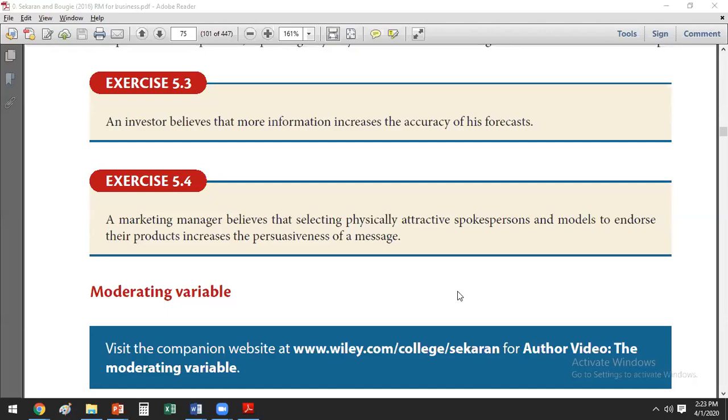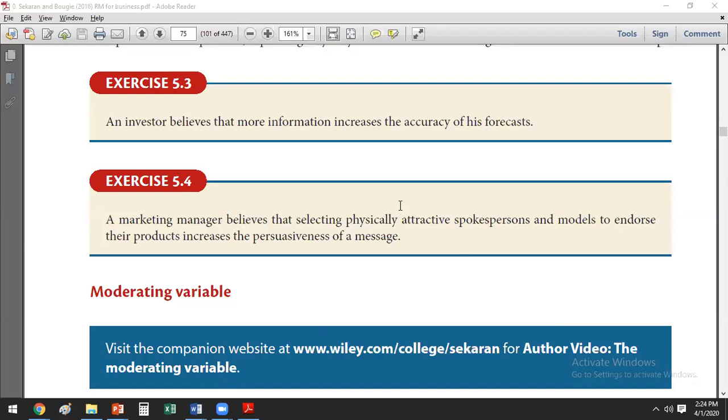Next, a marketing manager believes that selecting physically attractive spokespersons and models to endorse their products increases the persuasiveness of a message. This is your assignment. I am not giving you the answer deliberately, so that you can do this exercise on your own. So this is your assignment.